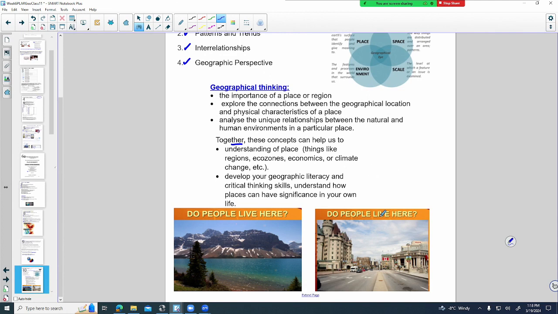So if you look at the picture on the left, one question you can ask is, do people live here? You can see in the background there's a mountain, there's a lake. And then another question on the right. This is another place. Do people live here?